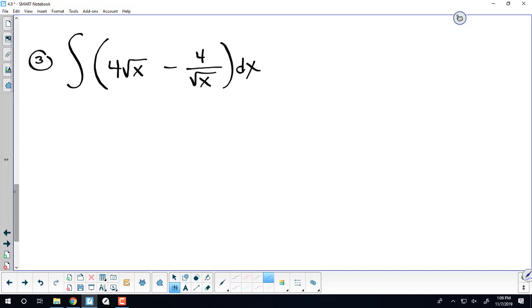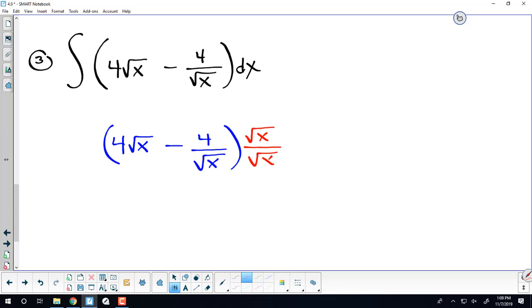Okay, so if we tried to take 4 root x minus 4 over root x, if we tried to simplify this first and just multiply through by 1. So just be aware that if this is the function that we're taking the antiderivative of, it's assumed that x can't be 0, because what's present in the original function is the root x in the bottom. So if x isn't 0, it's fine to multiply by root x over root x. And so what would that give us?